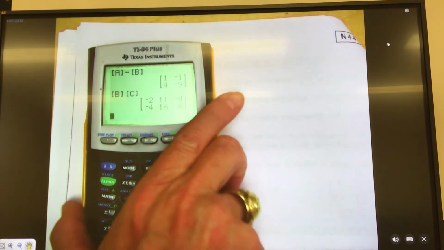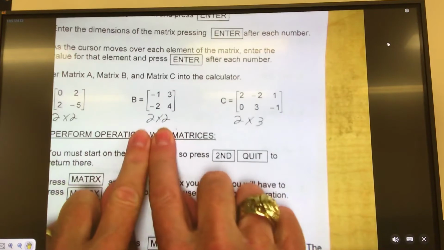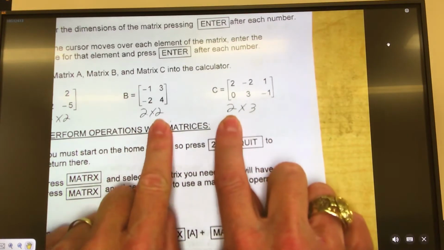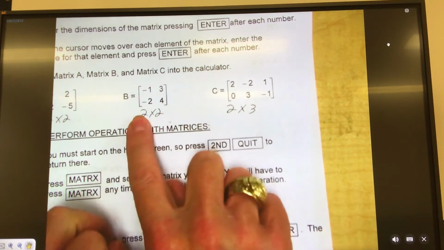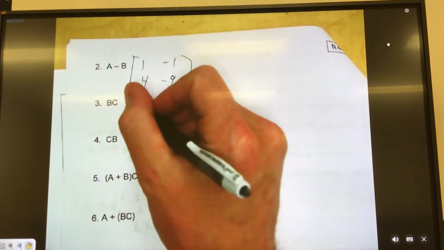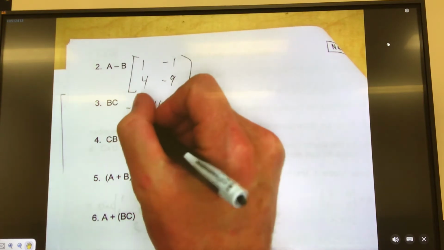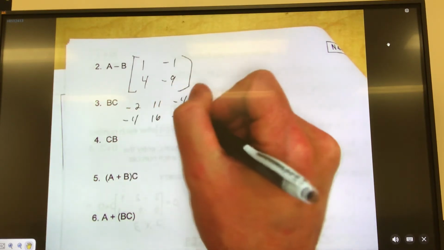Okay, because if we look at B times C on the front of our notes, they can be multiplied because the middle number is the same, and they yield a 2 by 3 matrix. So we write down our 2 by 3 matrix as our answer. We have -2, 11, -4, -4, 16, and -6.